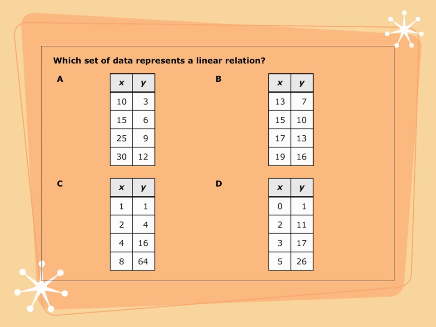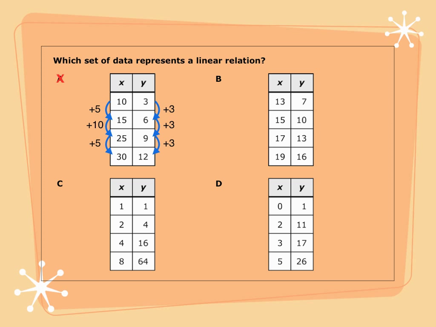If you look at this example, it says which set of data represents a linear relation. For A, we're just going to find our pattern starting at the top, going to the bottom for both x and y columns. So for table A, my x values are going to increase. First we increase by 5, then plus 10, then plus 5. My y values are increasing by 3 each time. Which means this is not going to be a linear relationship because my y values are increasing at a constant rate, but my x values are not.